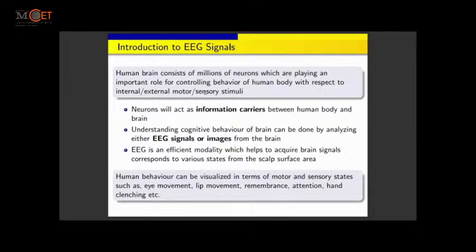Therefore, we have to identify mechanisms to improve the energy efficiency of such a wireless EEG electrode or wireless EEG sensing system. So what are the ways to improve the energy efficiency of wireless EEG systems? One of the ways is reducing the number of samples that need to be transmitted from one subject to another subject, or from one person to a machine.